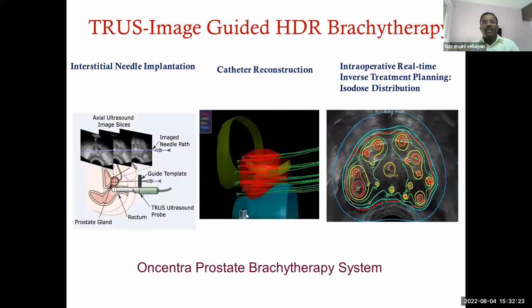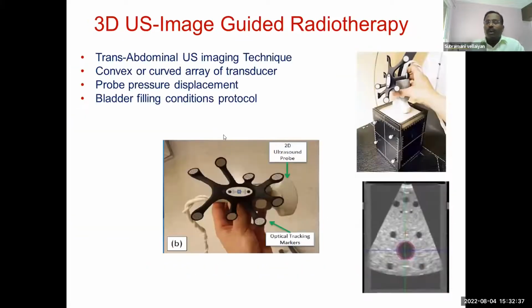So this is, in general, as I told, you can see the needle ultrasound. The transrectal ultrasound is also possible, and this is the treatment planning and reconstruction based on that ultrasound. This is the dose distribution in the Oncentra brachytherapy system, which uses ultrasound images in the planning.